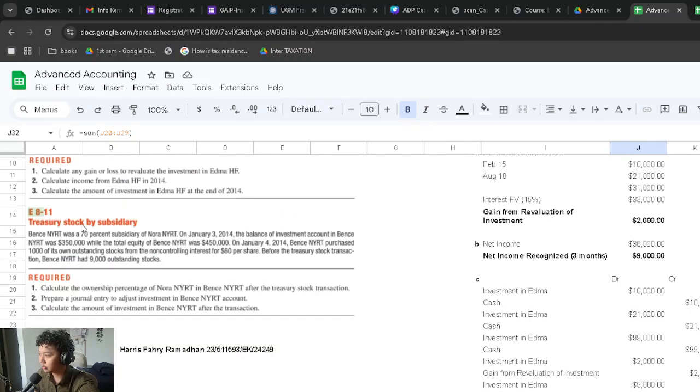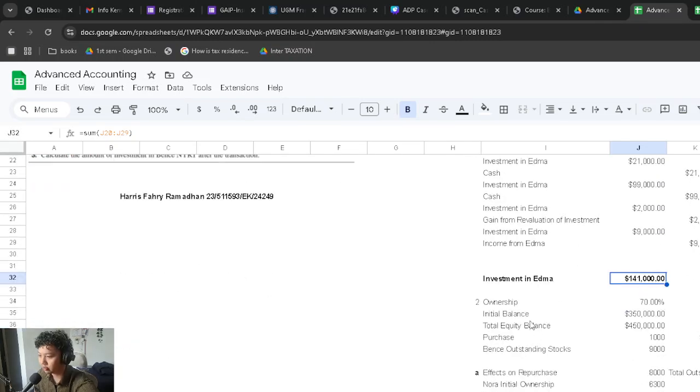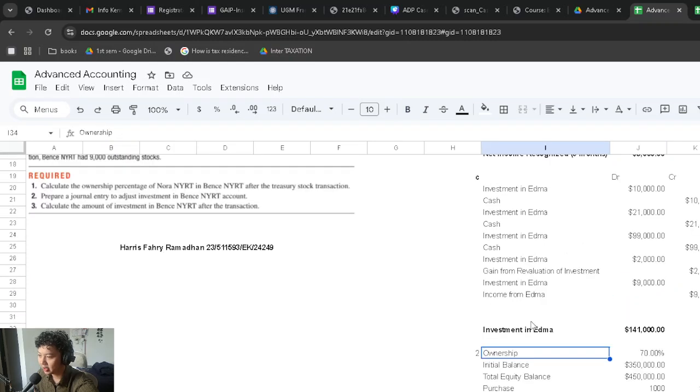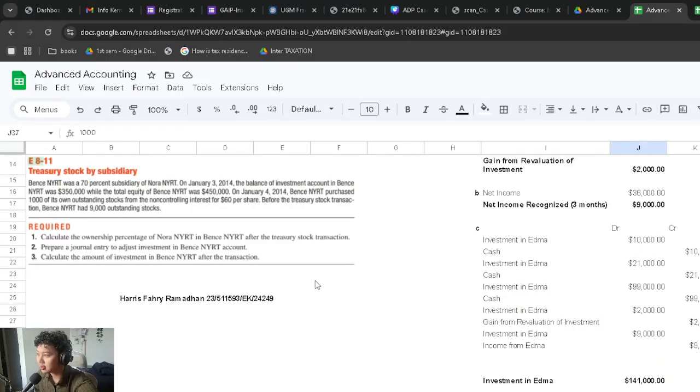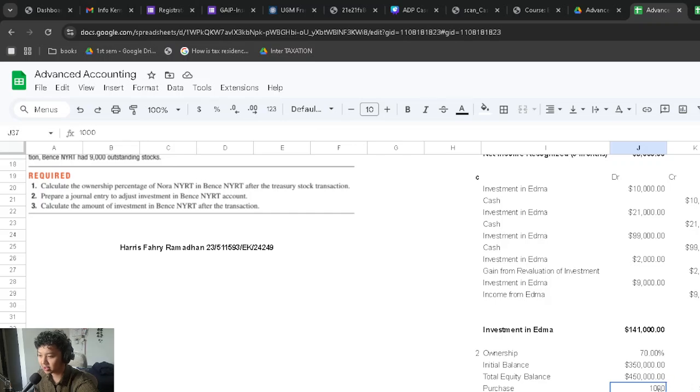For number 2, I mean the second question, we're going to go through it real quick. These are the pieces of information that I think are relevant: ownership, initial balance, total equity balance, purchase. They purchase 1,000, they repurchase 1,000. I'm sorry, and they have outstanding stocks.